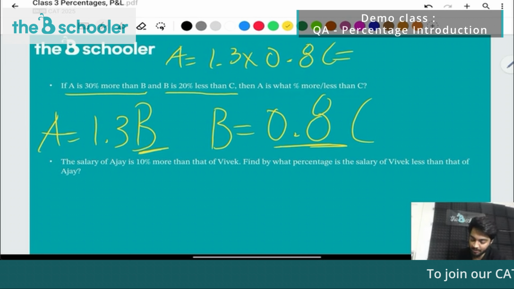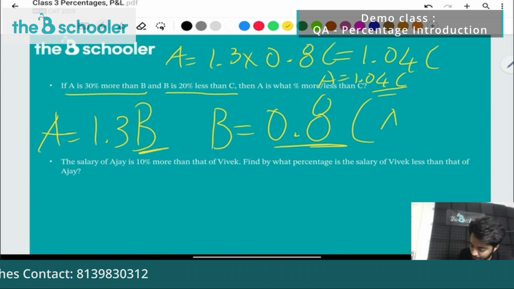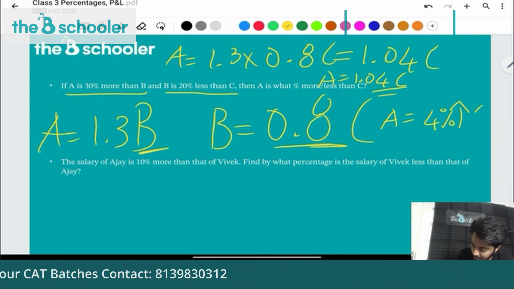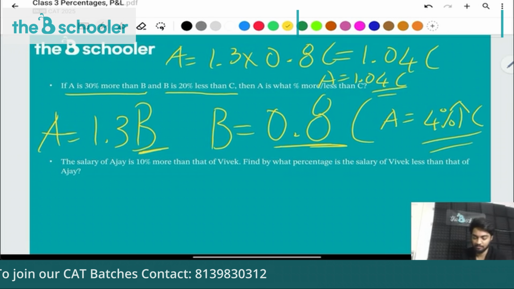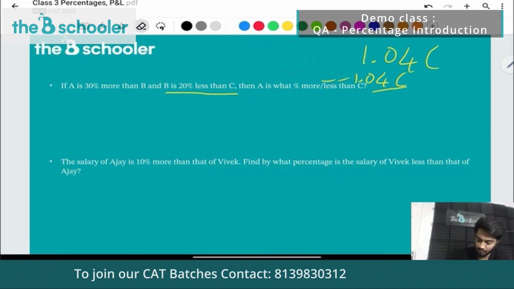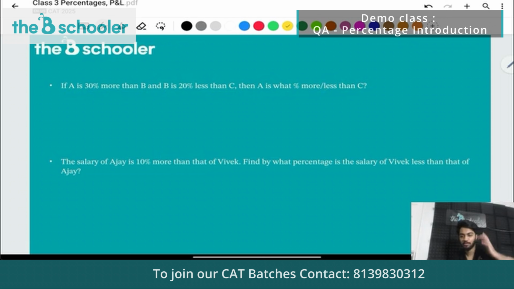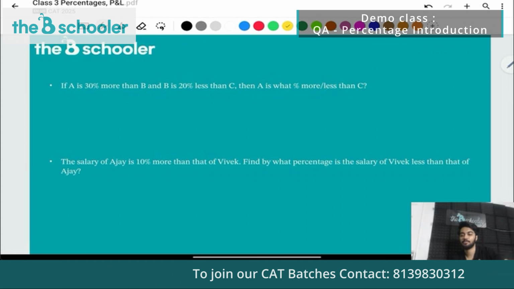13 into 8 how much comes? 8 into 13, 80 plus 24. That means 1.04 C, right? A is equal to 1.04 times C. That means A is 4% more than C. Correct? Clear? Is it clear?